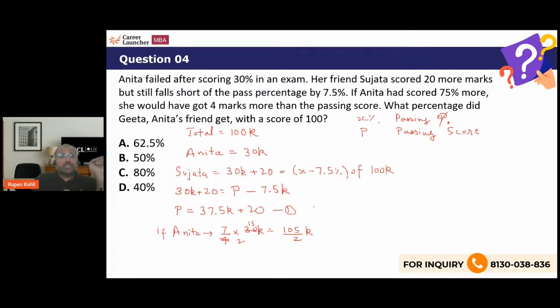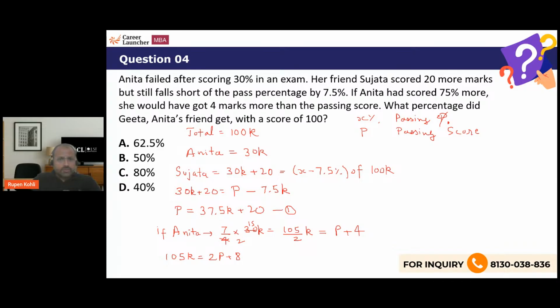Fine. She would have got 4 marks more than the passing score. So this 105 by 2 k is 4 more than the passing score, and the passing score I have taken as p. So the equation becomes p plus 4. Brilliant. We now have our second equation in terms of p and k. All right, so I think we just need to solve now. 105k equals 2p plus 8.